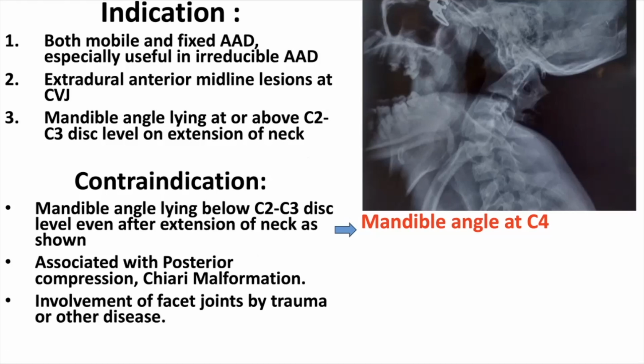This is also not indicated when there is associated posterior compression such as Chiari malformation. It is also not a good choice when the facet joint is involved either by trauma or by any other disease. This is one such example of contraindication. The mandible angle is lying at C4, so this is a contraindication for the transcervical approach.